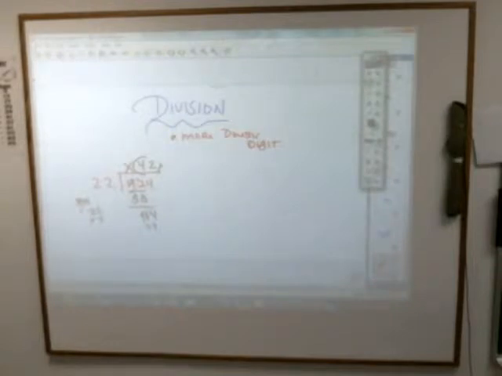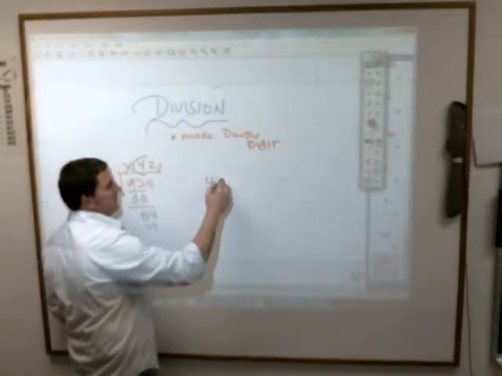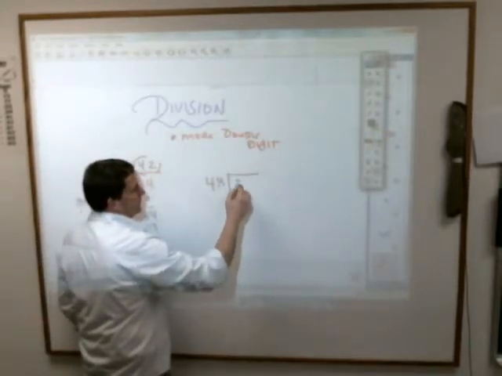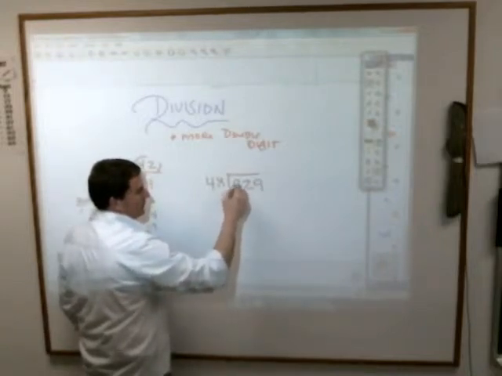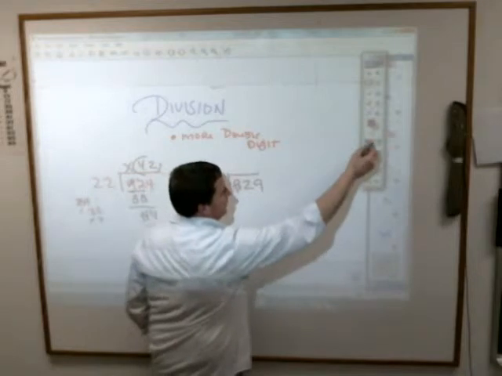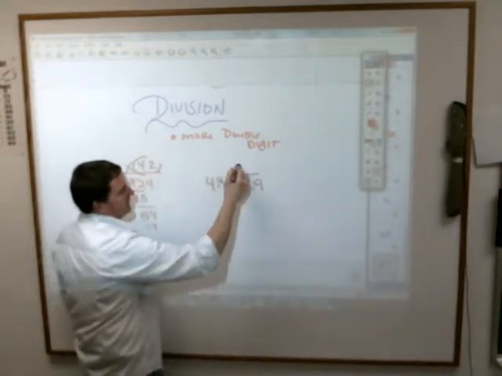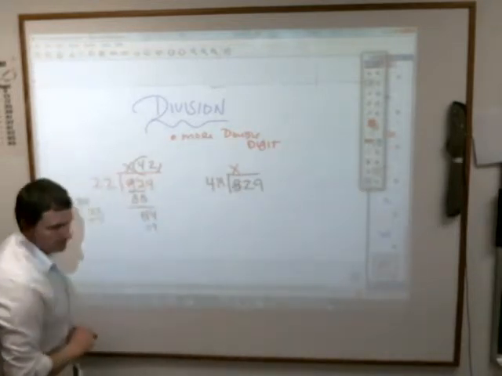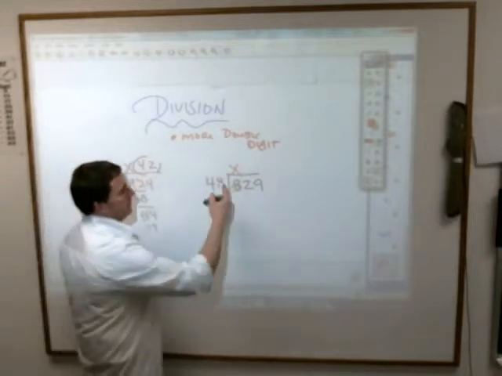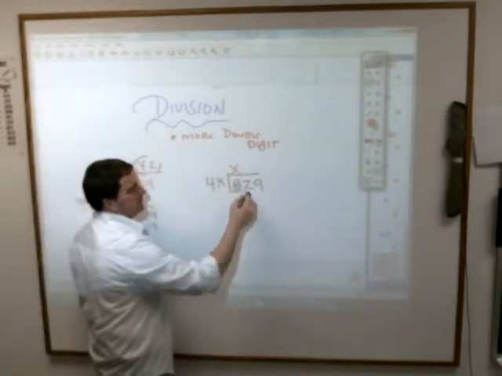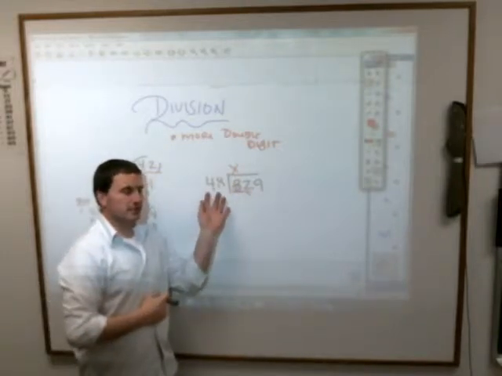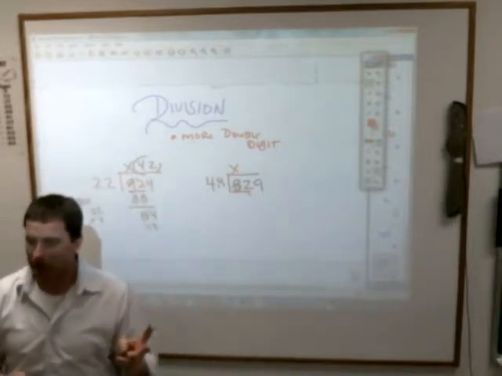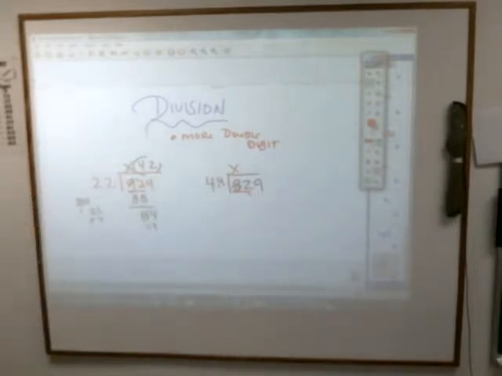Here is a problem: 48 into 829. And here are some words of advice. You follow the same pattern. 48 doesn't go into 8, but it does go into 82. If you look at the front digits, the 4 and the 8, you'd say 2 times is going to go in there. But that's where you have to stop yourself.